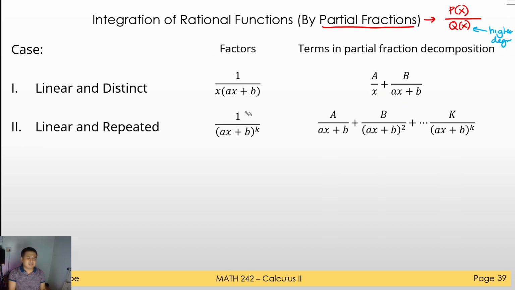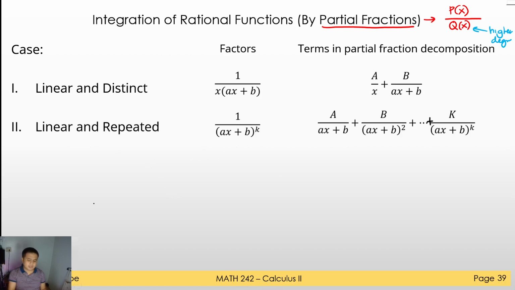And then if you have this form, linear and repeated, so basically if you have an exponent and then you have this linear factor, then what you have to consider is ax plus b and ax plus b squared. Later I will explain this during the example. There should be a plus here.